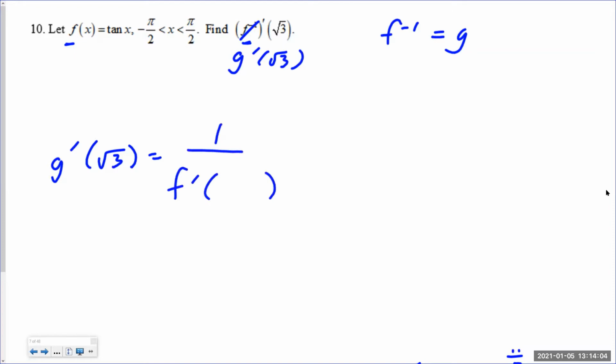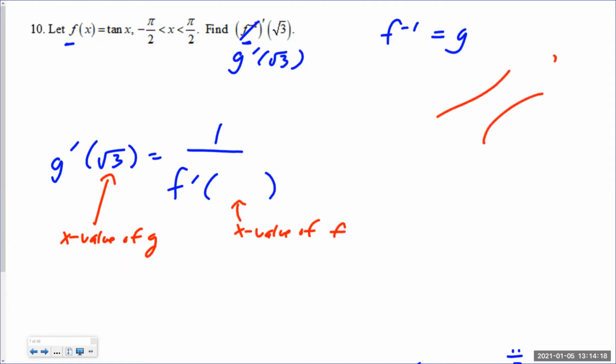Okay, so this was given to me. This is the x value of my g. In this parentheses, it's going to be the x value of my what? Of my f. Go to the side of your paper and do a little mini graph. What do I know of these two points? The square root of 3. That is the x value of my g. So g is square root of 3 comma something, which means I know the corresponding point for f. That would be something comma square root of 3. You guys good so far?